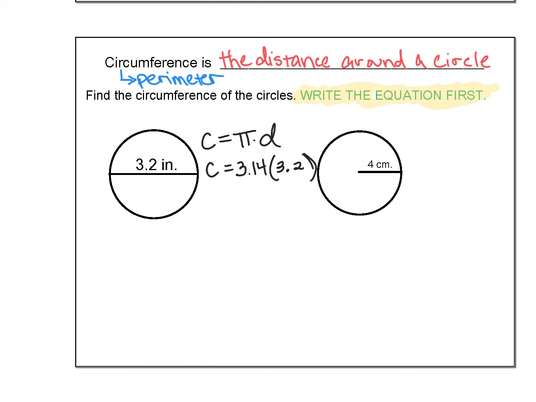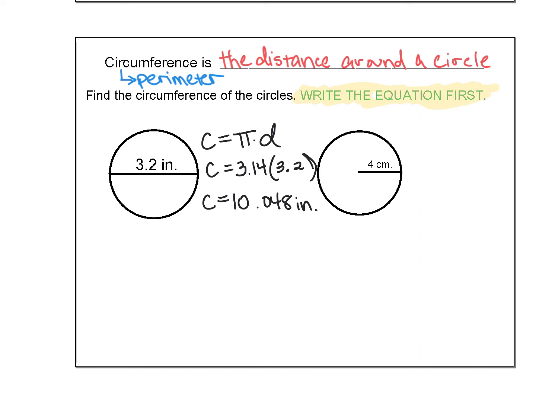My diameter in this case is 3.2. All right, so then I just grab my calculator, and I'm just going to multiply 3.14 times 3.2, and I'm going to come up with C equals 10.048 inches. That's it. Super simple. All right, so I'm going to have you do this next one.